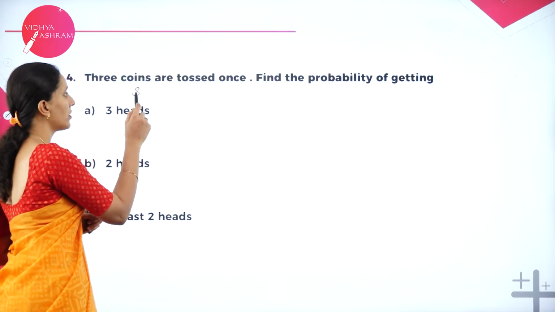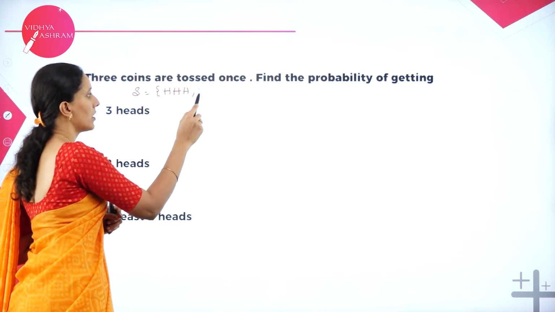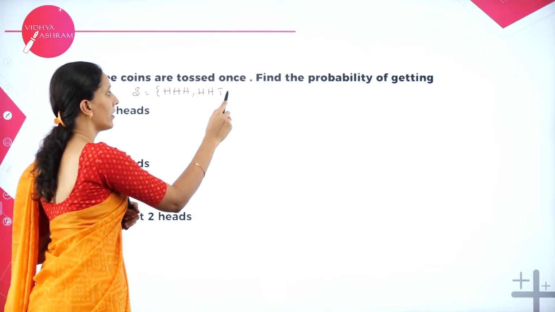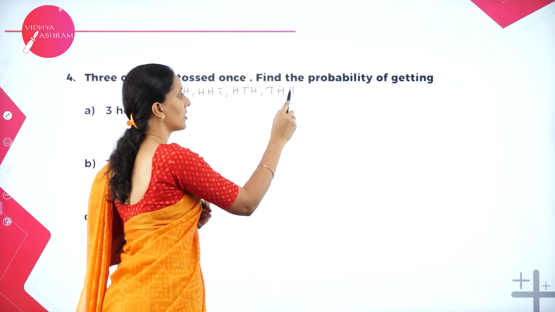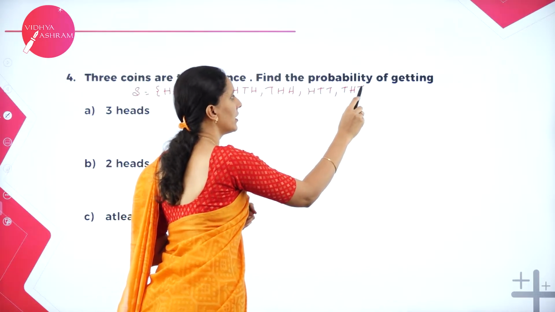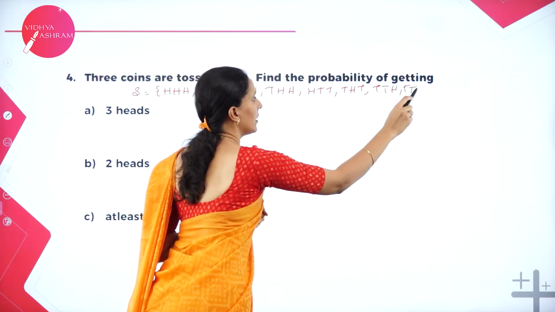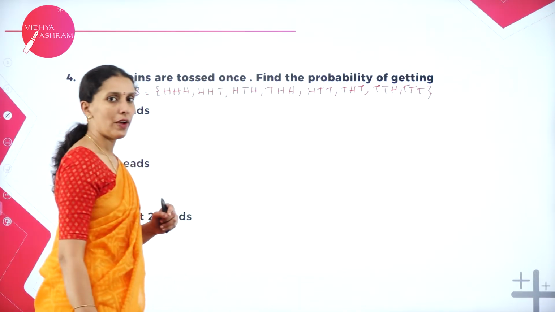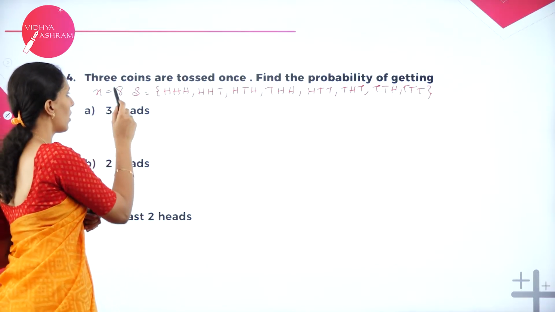So when 3 coins are tossed, the sample space is HHH, HHT, HTH, THH, HTT, THT, TTH, TTT. So in total you have 8 outcomes. That is, we can say n is equal to 8 outcomes.